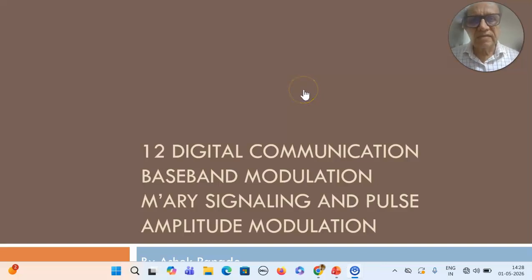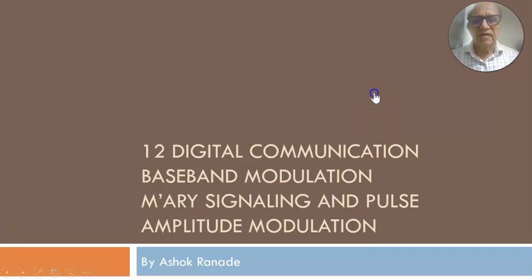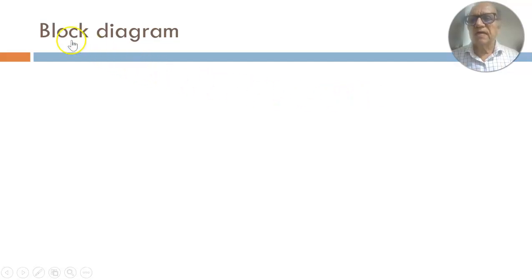So this is the 12th session in the subject of digital communication, and we continue our study of baseband modulation. In this session we are going to concentrate on what is called M-ary signaling, and we will also study the pulse amplitude modulation. This is what we are going to study in this session. So let us start with the simple block diagram first.